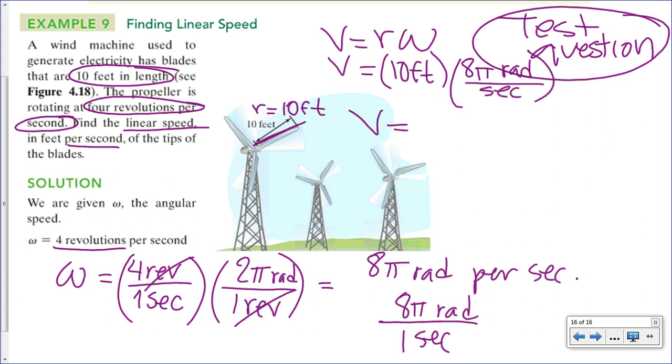And so the linear velocity will be 80 pi feet per second. To be honest, I don't know how they get rid of the radians. I tried to look in the book. It didn't really make sense to me, so we will just say by magic.